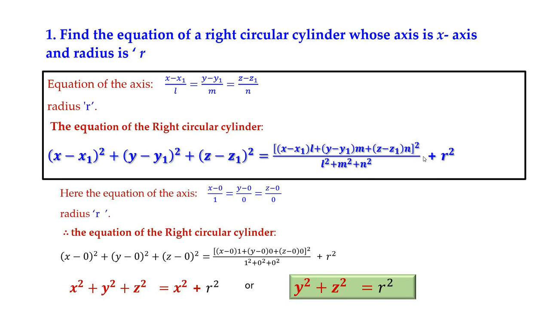And lmn is given by 1, 0, 0. So here in the denominator, 1 square, 0 square plus 0 square. So we have this, and on simplification this will give you this. Cancelling x square, we have y square plus z square equal to r square. So when you have the x-axis, here x is missing. Y square plus z square equal to r square.